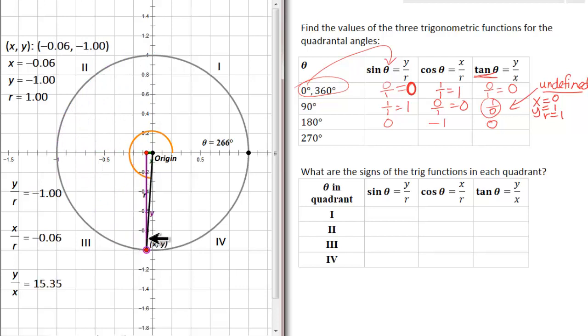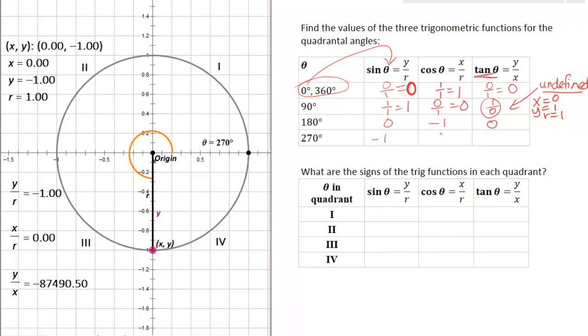All right, let's continue. 270. So what's happening here? Well, we have -1 for sine. We have 0 for cosine, but tangent also has a problem here as well. So at the north and the south pole, tangent has a problem. It is undefined. So that's really important to note. You'll notice if you type that into your calculator, you'll get an error as well.